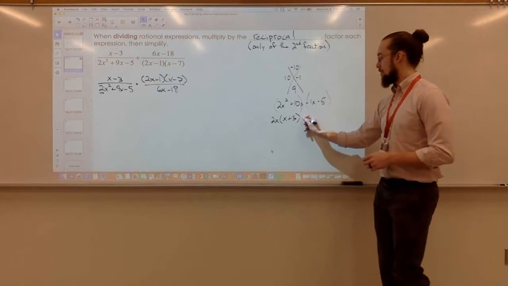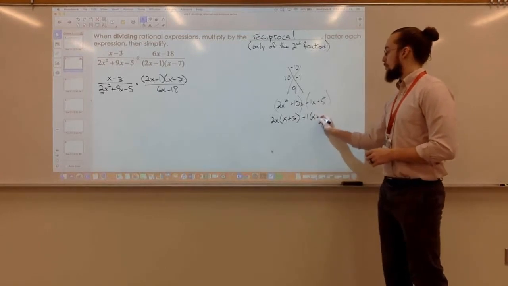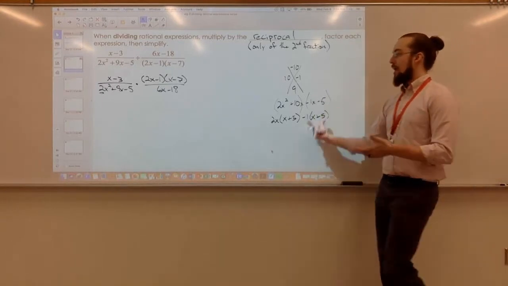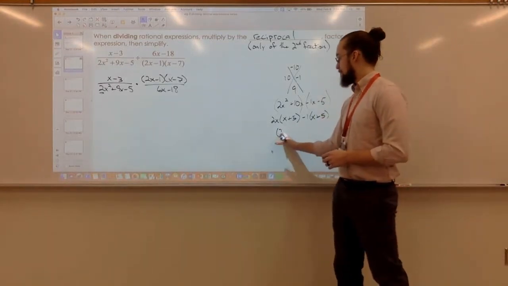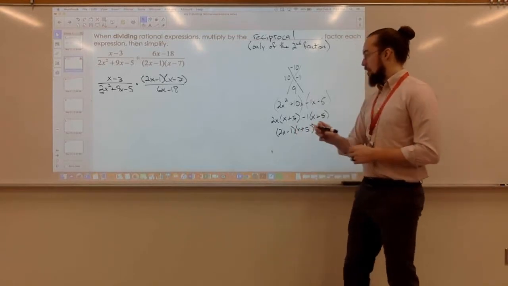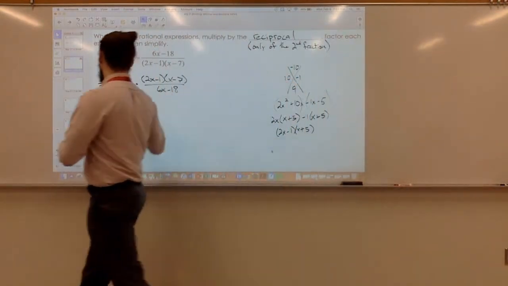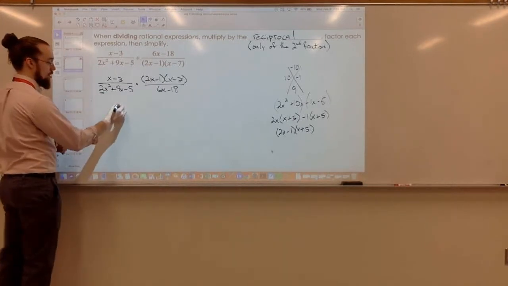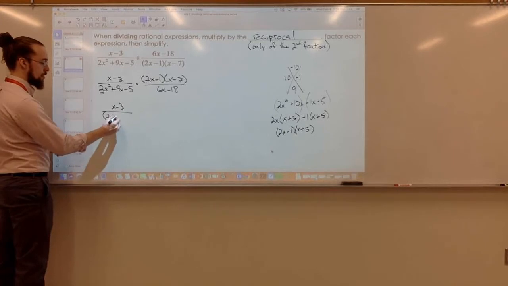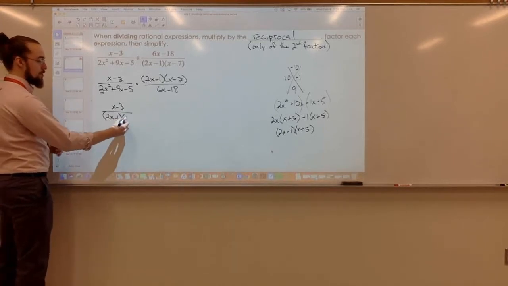Negative 1. Exactly. And then I would also be left with x plus 5. So what's my final factored version here? 2x minus 1 and x plus 5. Exactly. All right, so I can replace this 2x squared plus 9x minus 5 with 2x minus 1 times x plus 5.